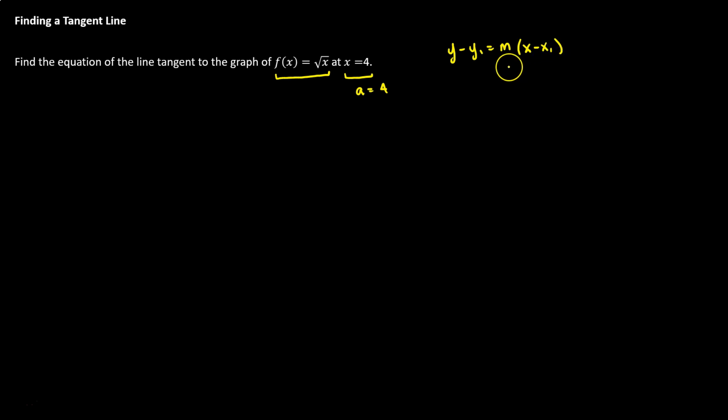We need to calculate the slope and the point. We know that the point is going to come from plugging a into our function. So our x1, y1 point is the same thing as a, comma, f at a. Our a value is 4, and our function is square root of x. So we're looking at square root of 4 for the y value. In other words, 4, comma, 2. So x1 is 4, y1 is 2. I'm going to go ahead and plug those in right now.